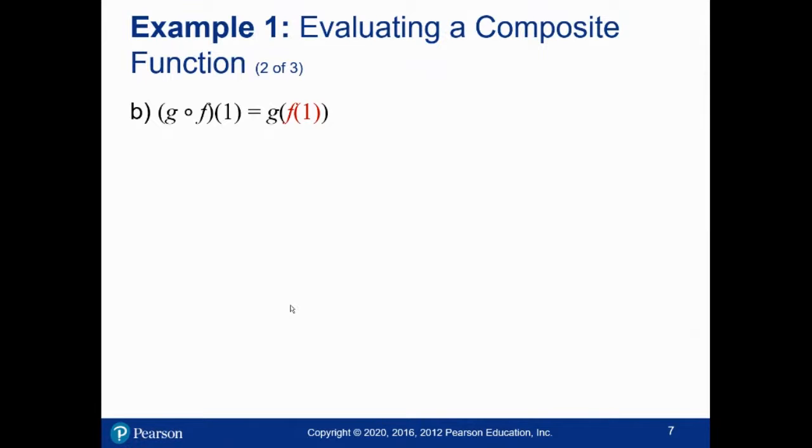Okay, so moving on. To do g of f of 1, first you take the 1 and you plug it into f. f of x, remember, was 5x minus 1, so f of 1 is 4. So you take that 4 and you plug it into g. So you do 3 times 4 squared for a final result of 48.